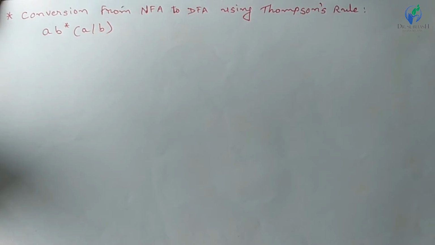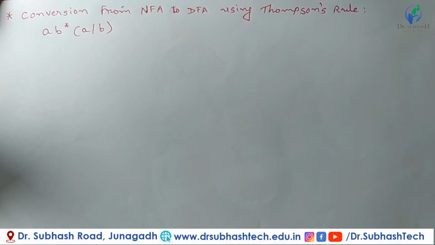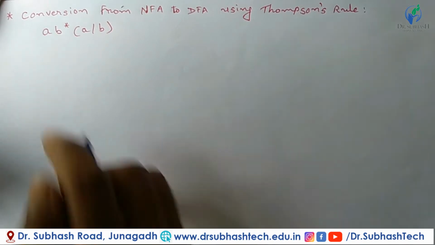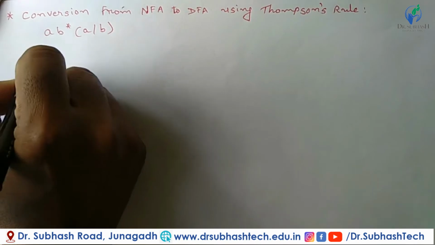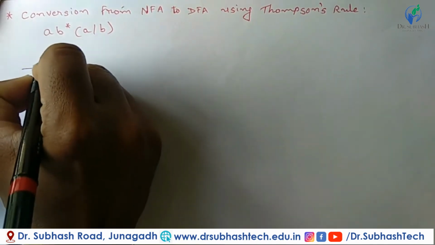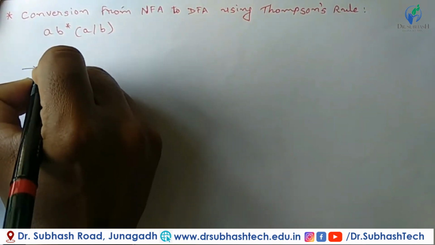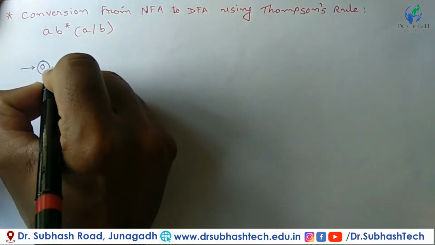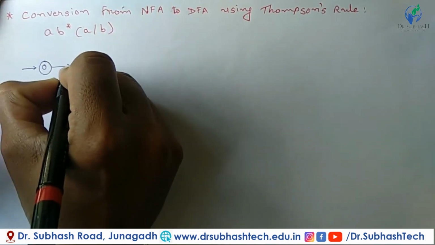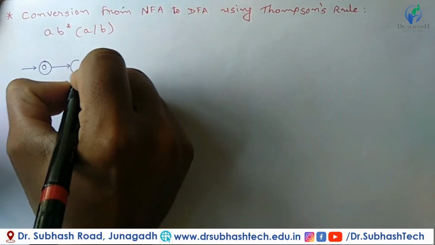In our previous video, we have already discussed how to convert a given regular expression into NFA, then convert it into DFA using Thompson's rule. Today we discuss another example, which is a(b*)(a|b). First, draw the NFA for the given regular expression.